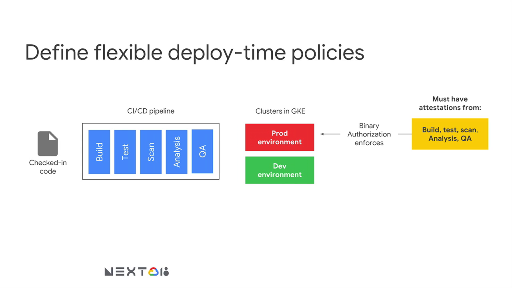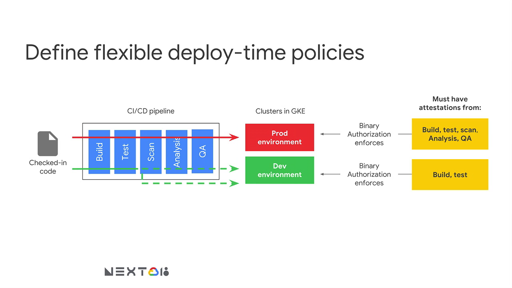But for the dev environment, you want to maintain developer velocity. So as long as an image has been built properly and has passed the unit test, it's good to go. There are differences in deploy time policy for these environments, but they can still use the same CI/CD setup. For a production deployment, it has to go through the entire CI/CD pipeline and clear all stages before it can be deployed. But for the dev environment, you have the option to build it, test it, take it out of the pipeline, and deploy it then and there.